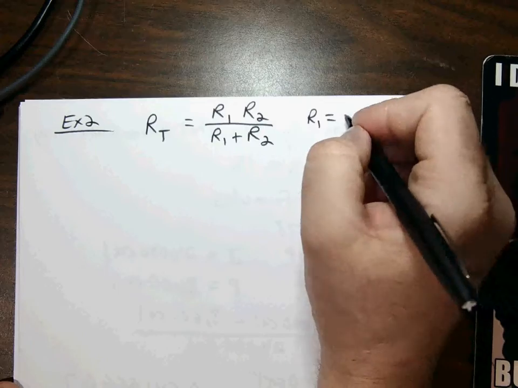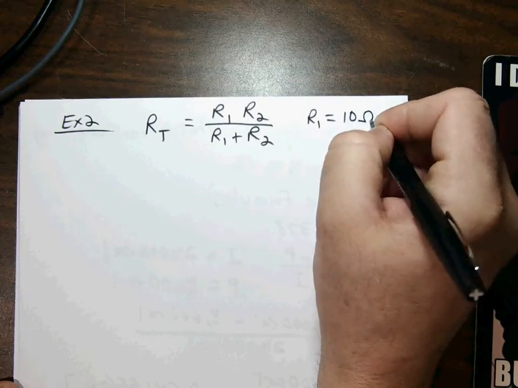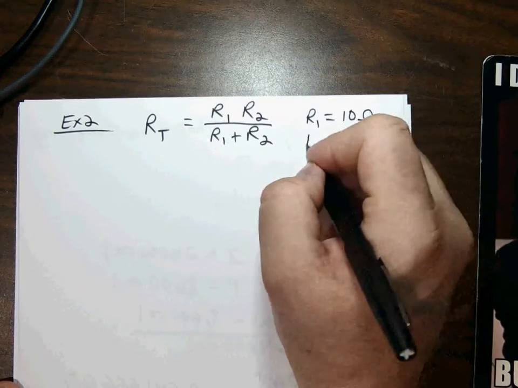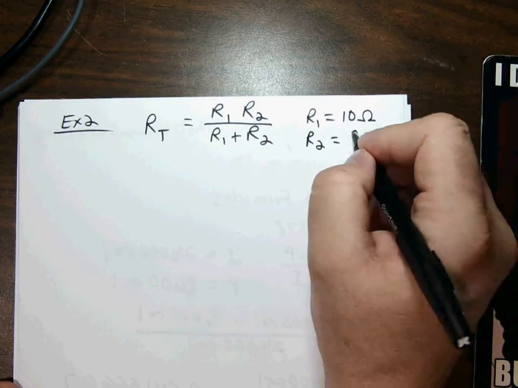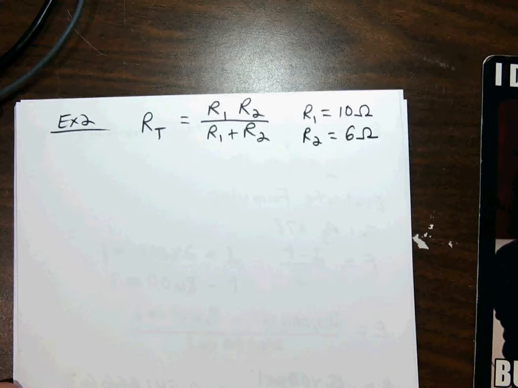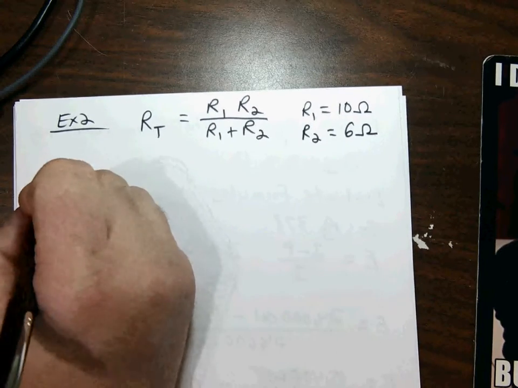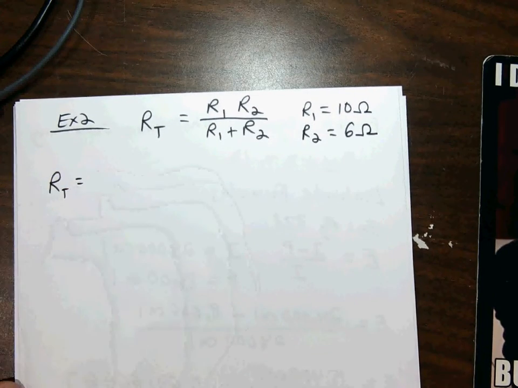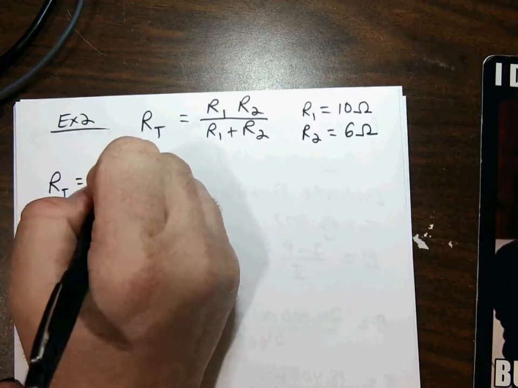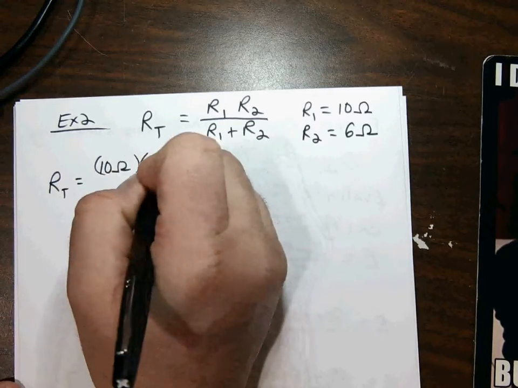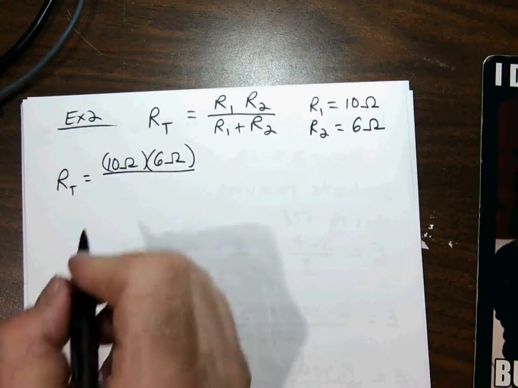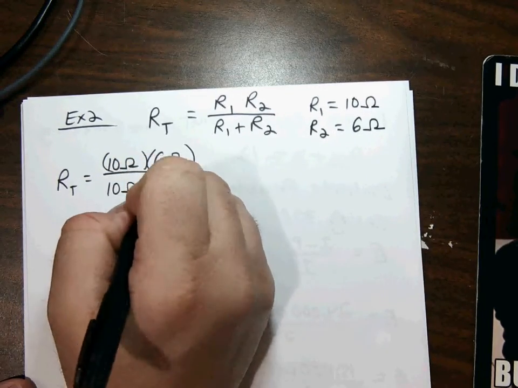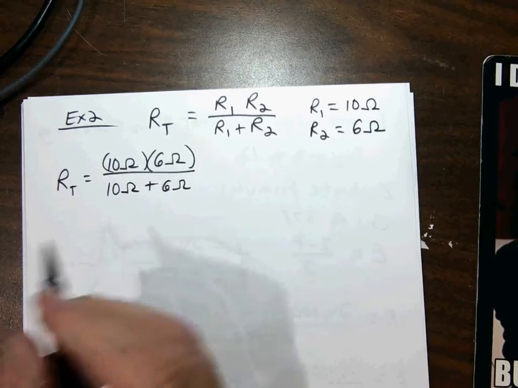And in this case, I'm told R1 equals 10. The unit of resistance is ohm. It's the Greek letter omega, 10 ohms. And I'm also told what R2 is. R2 is 6 ohms. The rest is up to me. How do I find the total resistance, RT? Well, I'm going to take 10 ohms times 6 ohms on the top in my numerator, and I'm going to take that 10 ohms plus 6 ohms on the denominator.